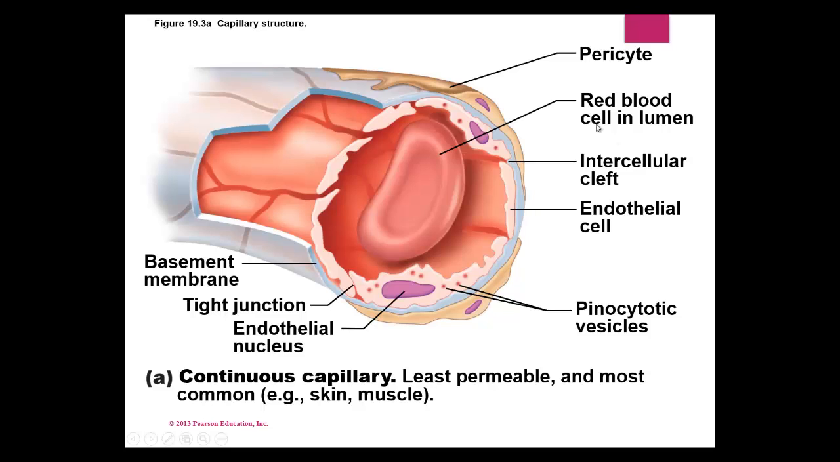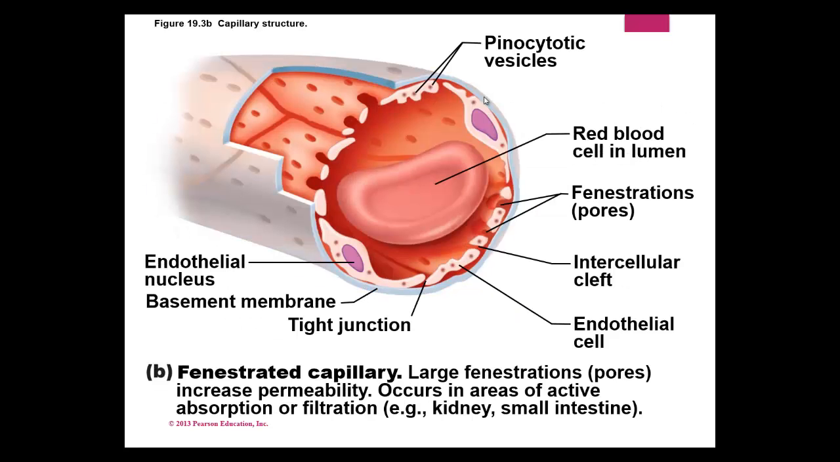So we can see there are some cells associated with the outside wall of these capillaries, which are called pericytes. Peri meaning around, and cyte meaning cell. And these just prevent too much loss of fluid within the capillary and nutrients into the tissue spaces. So these are the least permeable, the continuous capillaries.